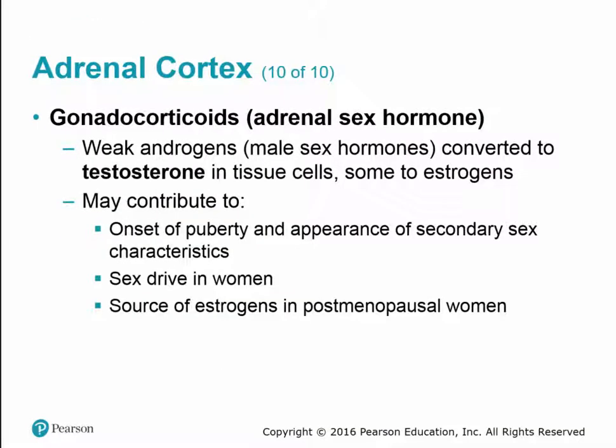Okay, so the last group of corticosteroids are the gonadocorticoids, or the adrenal sex hormones. These are weak androgens that are going to be converted to testosterone in tissue cells and some into estrogens. These can help contribute to the onset of puberty, the appearance of secondary sex characteristics like facial hair in men, broad shoulders, more muscle mass, bone density, sex drive in women, and source of estrogens in postmenopausal women.